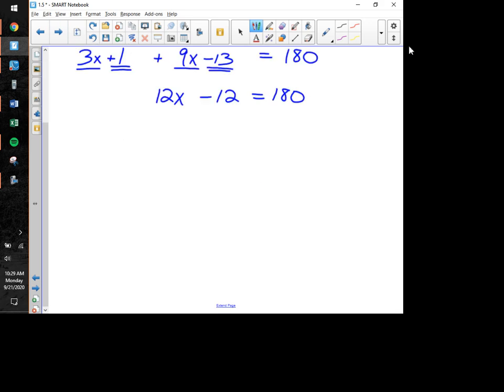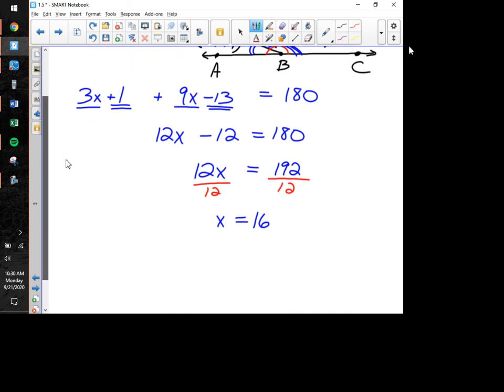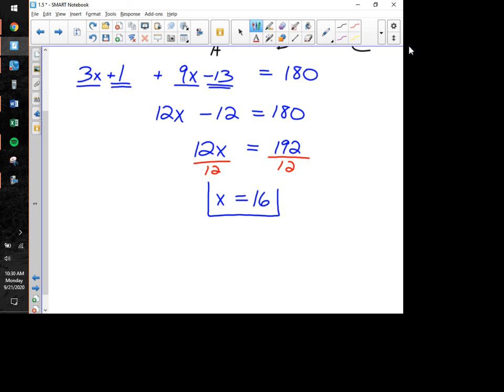I'm going to add 12 on both sides here, everybody, and I think you guys will be okay if I don't show that. Adding 12 to 180 is going to get me 192, and then we're going to divide both sides by 12. Probably didn't need to show this either, and we're going to end up with x is equal to 16. Now, the directions to the problem were simply to solve for x, so I believe that we're done.